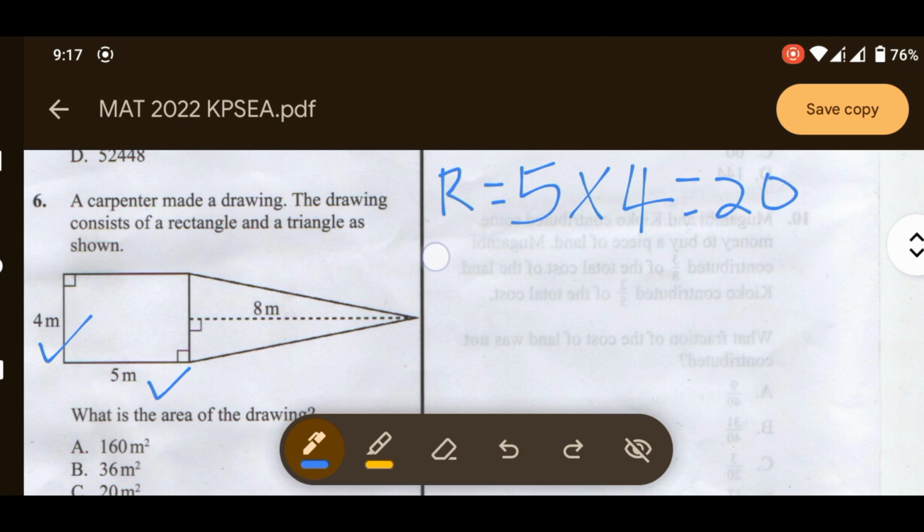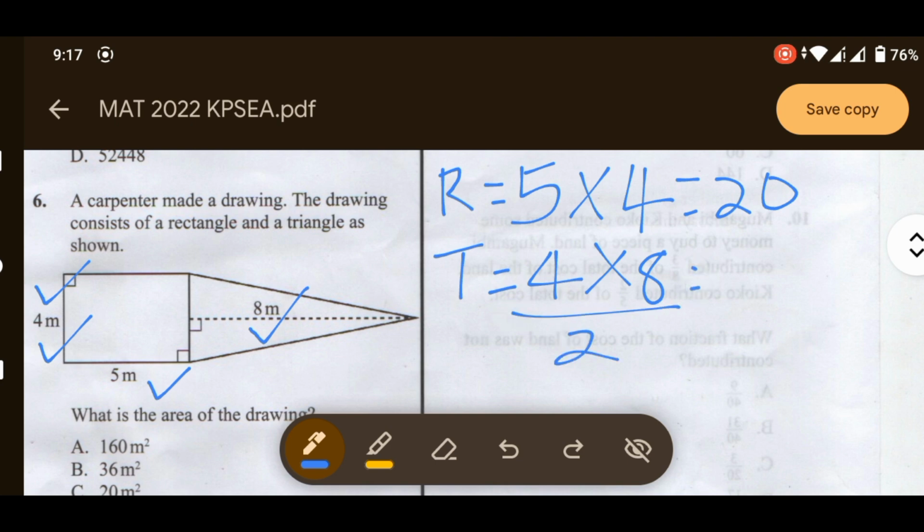Then we do area of the triangle. Area of a triangle is base times height divided by 2. Our base is also the same as the width. So our base is 4. And the height is 8. So 4 times 8 divided by 2. 4 times 8 is 32. 32 divided by 2 is 16. So we have 16 here.